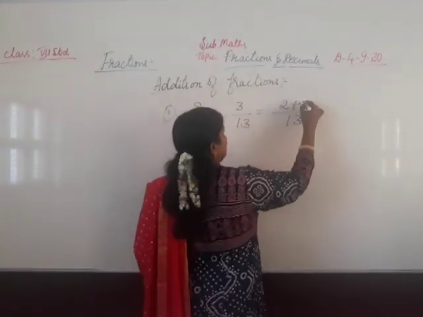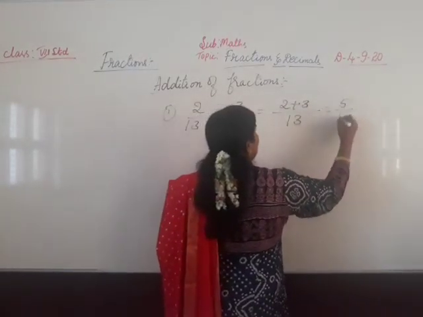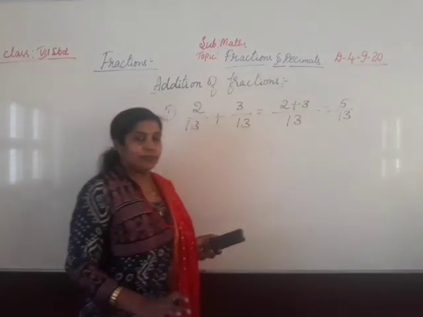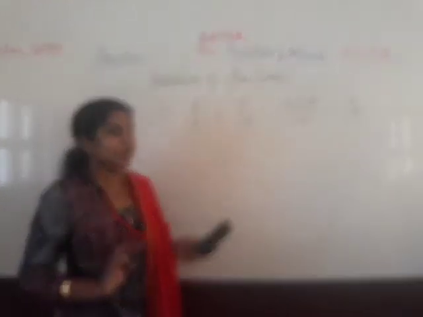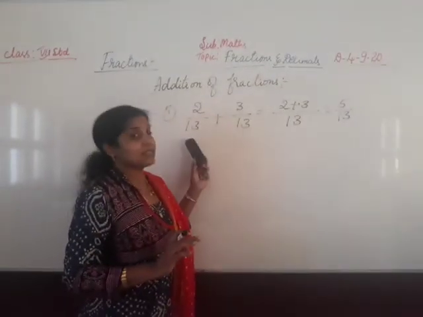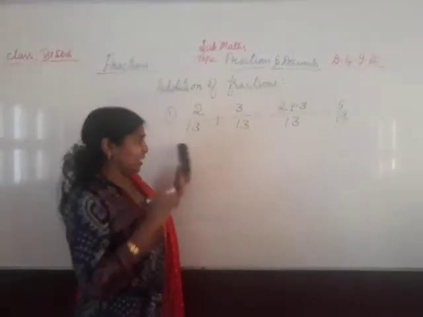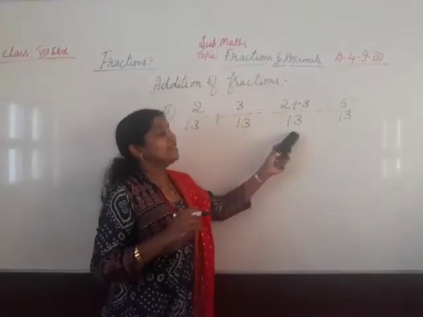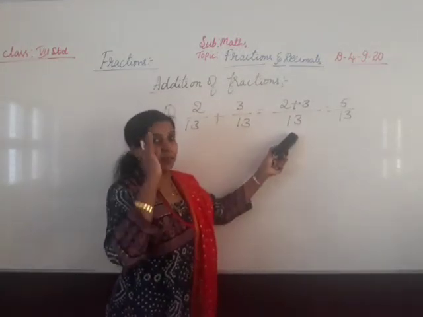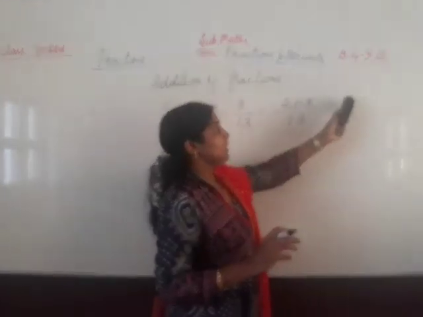Then in the numerator we have to add, because denominator is same. No need to add the denominators, because we are adding fractions with equal denominators. So write it once only. Don't add the denominator. Keep in mind. Then add only the numerator.